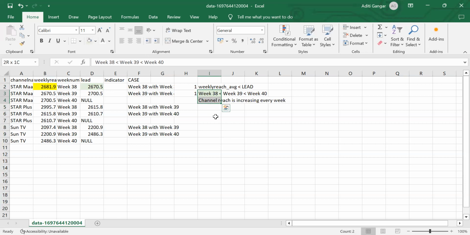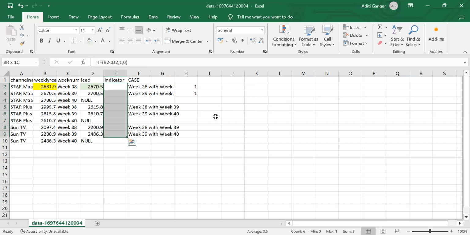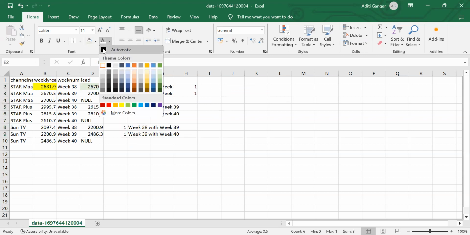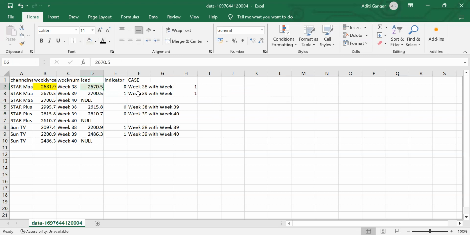Yes or no in the chats? Okay. Suppose we are writing a lead statement. Right now we have no problem in comparing this and this one. We can very easily compare week 38 with week 39. And looking at this, we can very clearly say that week 38 is not less than week 39. In fact, it is greater than week 39. So our case statement will return 0.